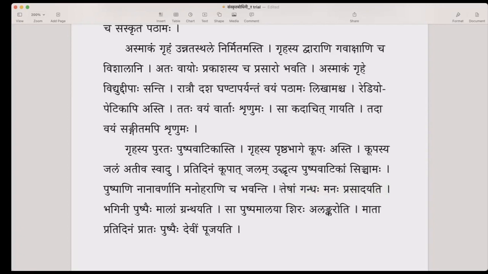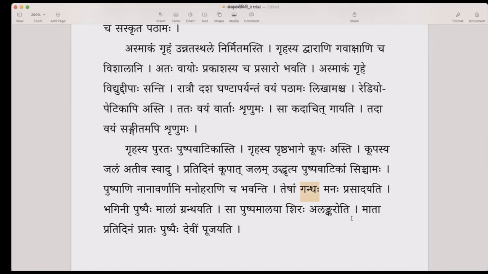Yushmad shabdaha. Na, dakarantaha. Dakaranta tat shabdaha. This will be napunsakalingaha tat shabdaha, because this is indicative of the flowers, and the flowers are in napunsakalingam. Shashti vibhakti bahuvachanam. Okay. Gandhaha. Gandhaha is in akaranta pullingaha. Gandha shabdaha. Sorry, akaranta pullinga shabdaha.